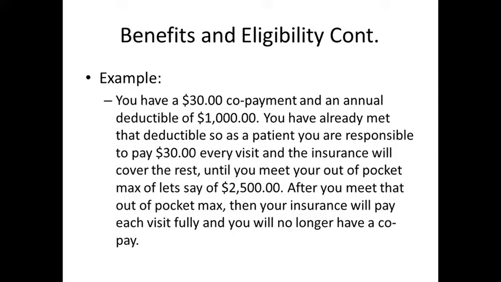So let's say you have already met that deductible of $1,000. So as a patient, you're responsible to pay $30, right? Because that's your copayment every visit, and the insurance will cover the rest until you meet your out-of-pocket max. And let's say in this example, it's $2,500. After you meet the out-of-pocket max, then your insurance will pay each visit fully, and you will no longer have a copayment because now your insurance will pay 100% of the visits.